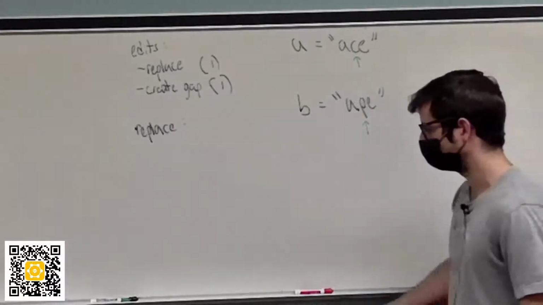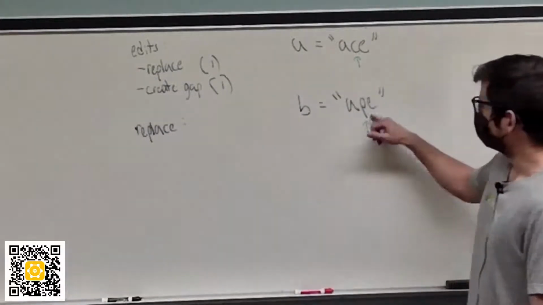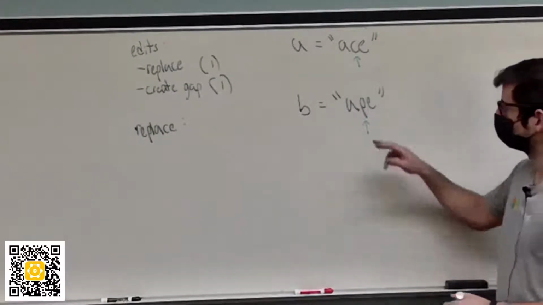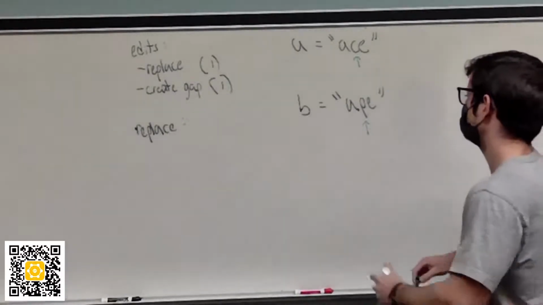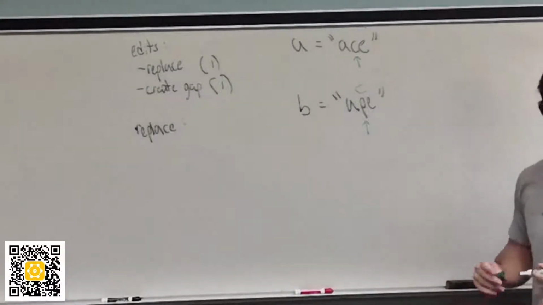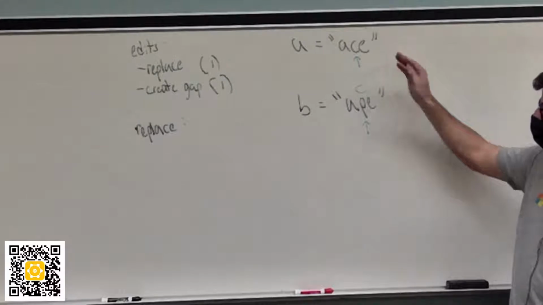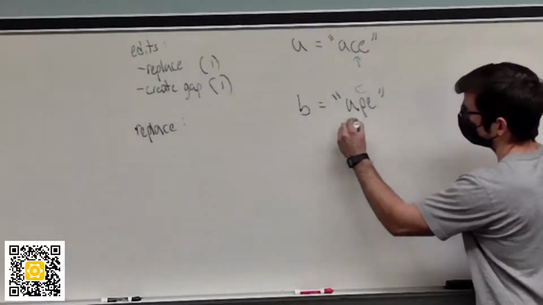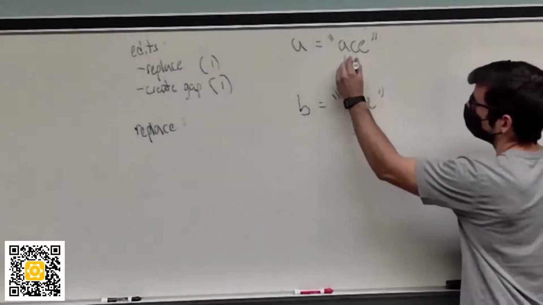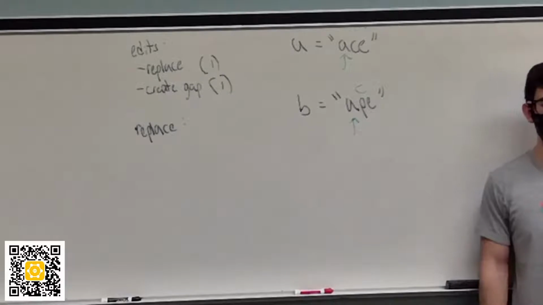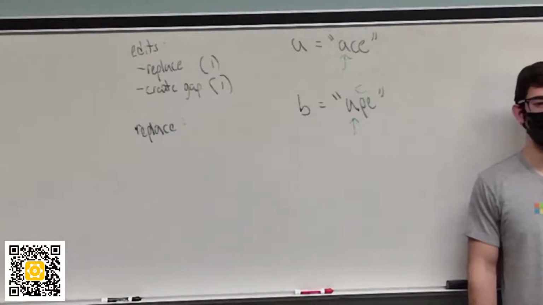Okay, let me draw it out. Here, they're obviously not equal to each other, right? So we're going to be using the replace edit. Let's say we're going to be replacing the P, for example. This P is now going to turn into C. Now, C is equal to C, so we can move both arrows down. Did that make sense now? Yeah? Okay, that's two nods.